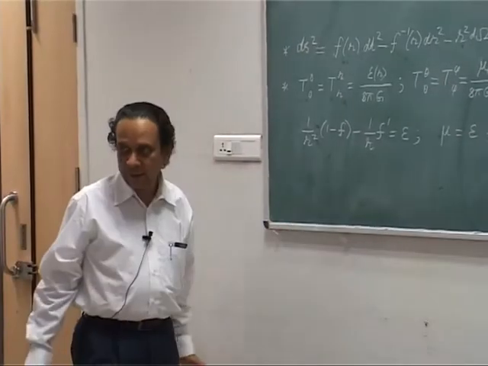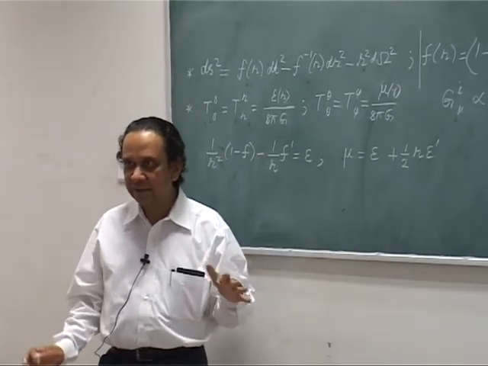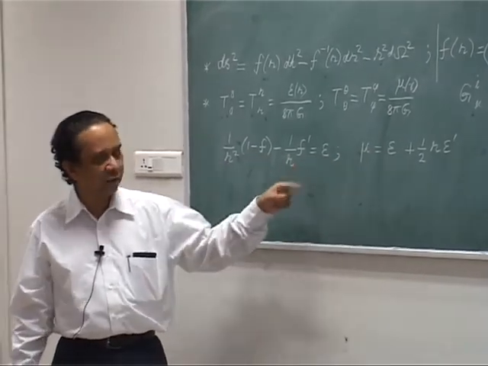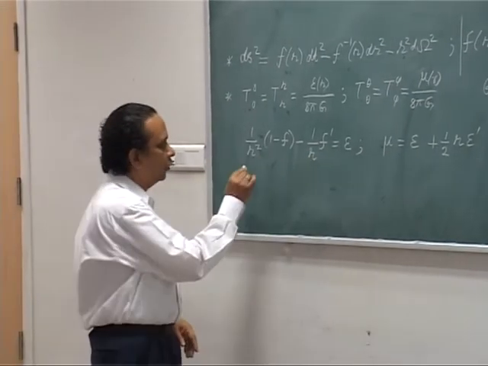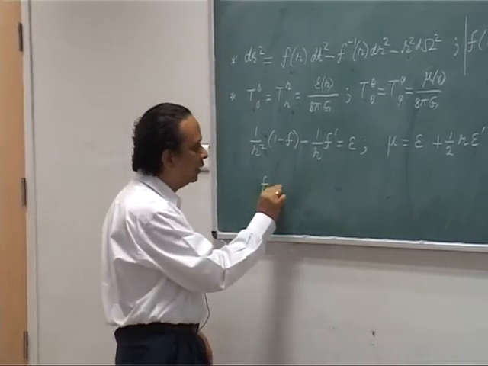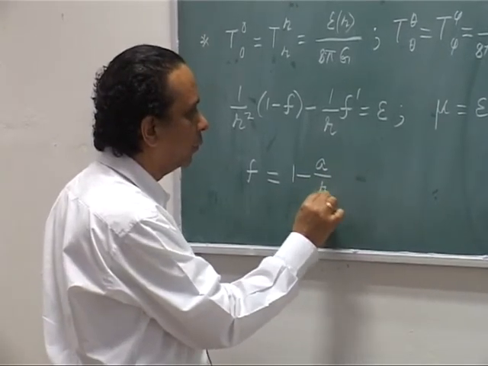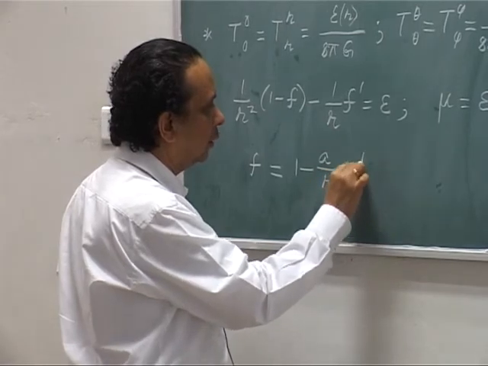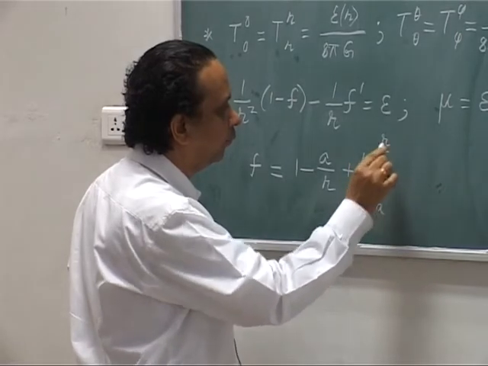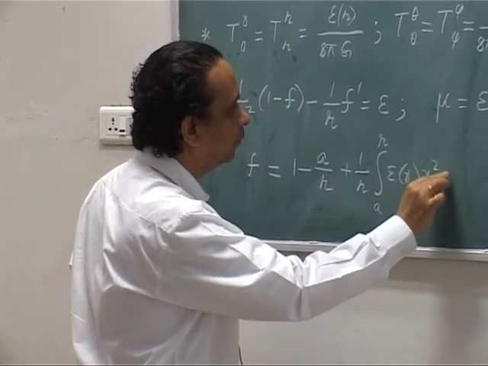Now let us check what we already know, that is if we take epsilon to be 0, empty space, mu of course vanishes here, and if you put epsilon equal to 0, you can write down the general solution. You will find that this equation can be immediately integrated, it is a first order differential equation. So if you do that, the solution will have a form like this, plus 1 by r integral, let us say a to r, epsilon of r square dr.